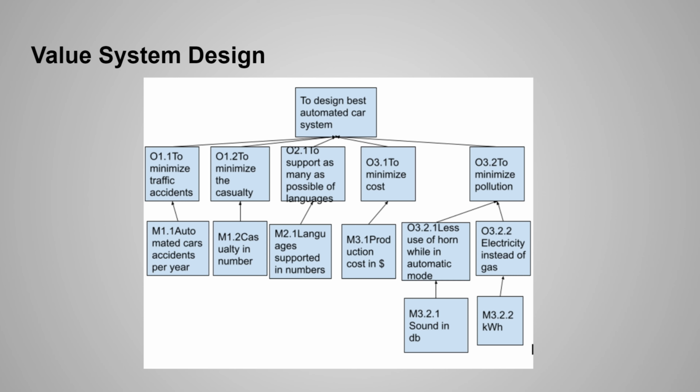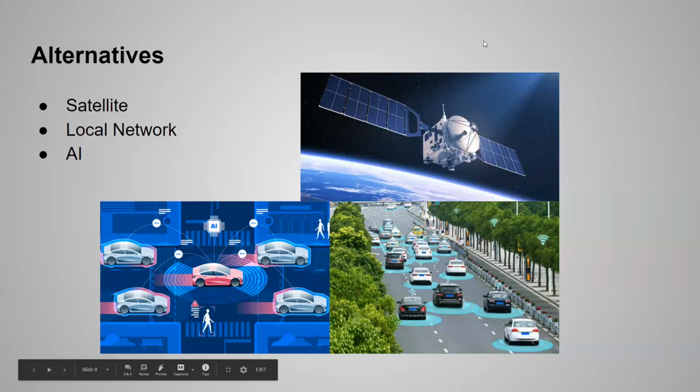Our objective 2 is to have diversity. Economic factor is our objective 3. Our final objective is about the environment problem. We want to reduce the pollution caused by our system. The alternatives we chose are satellite, local network, and AI.